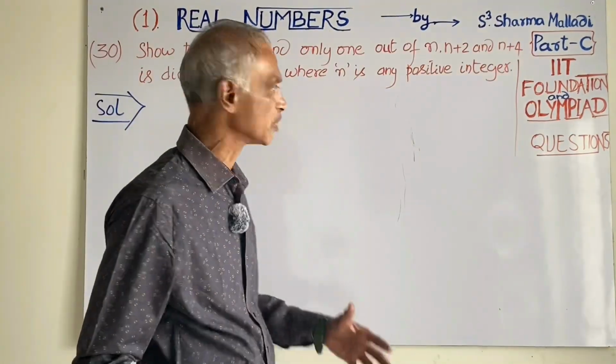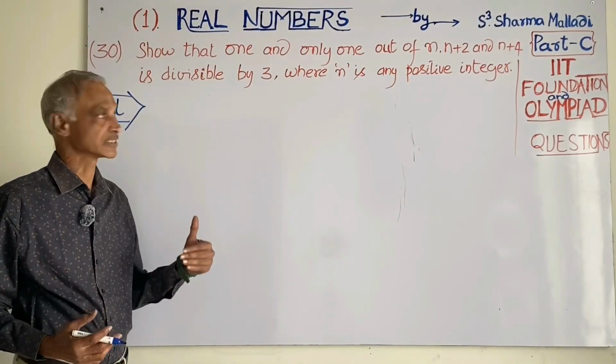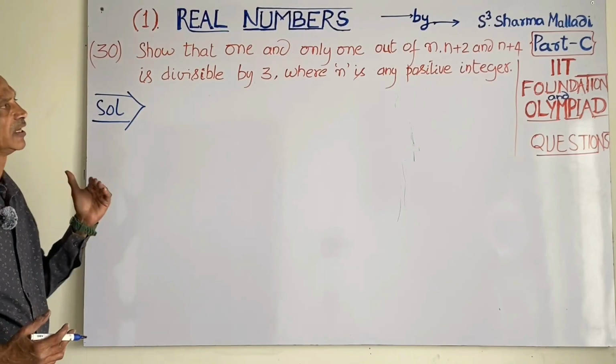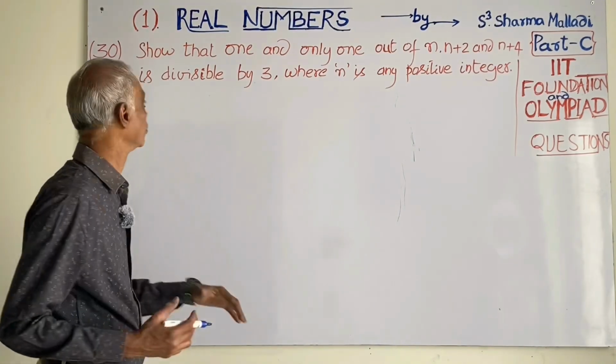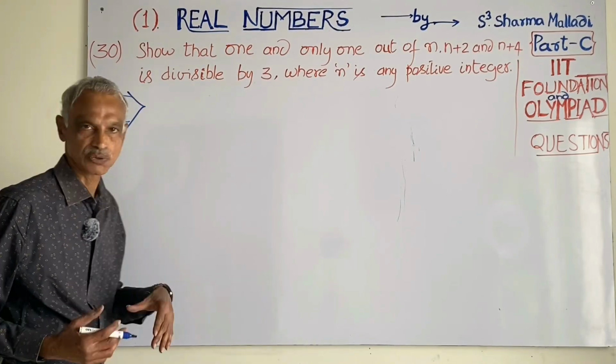What is the 30th problem? Last problem in IIT Foundation and Olympiad questions. Show that one and only one out of n, n plus 2, n plus 4 is divisible by 3, where n is any positive integer.